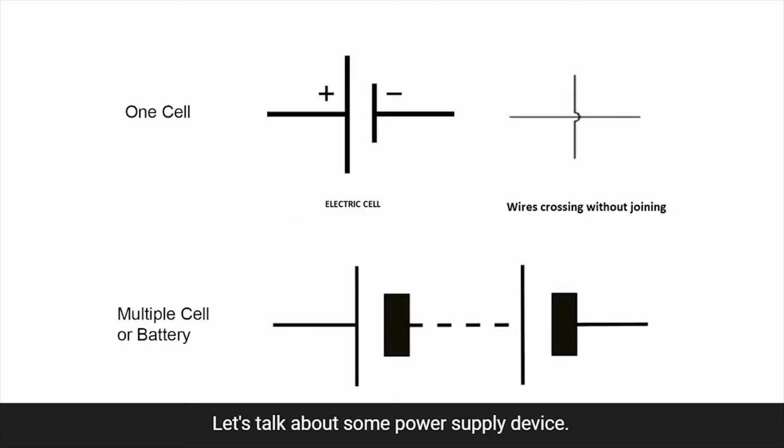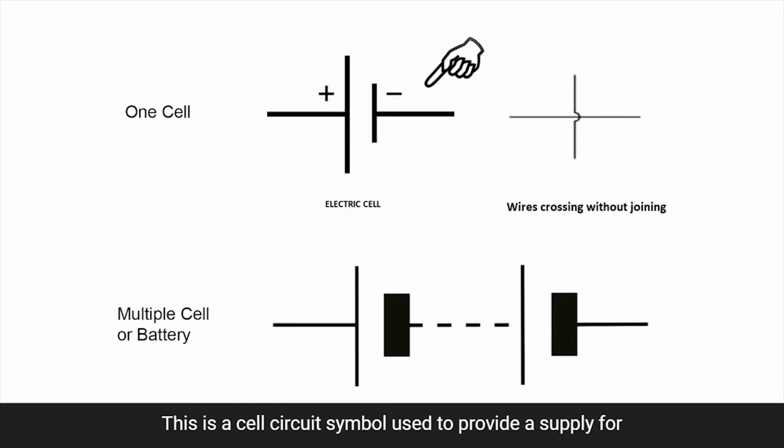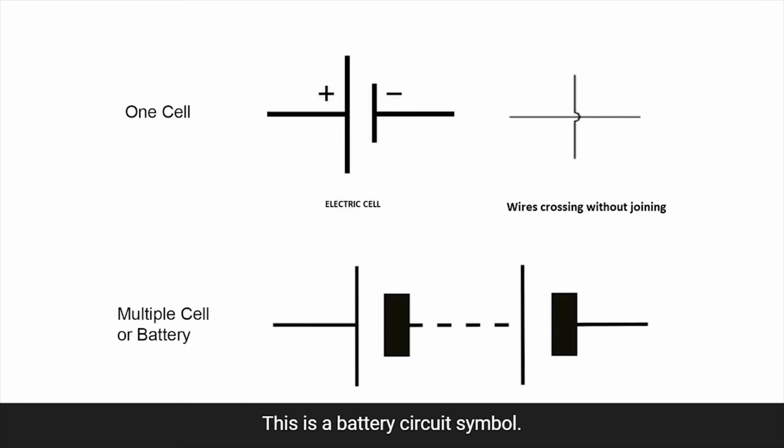Let's talk about some power supply symbols. This is a cell circuit symbol used to provide a supply for a circuit. This is a battery circuit symbol. A battery has more than one cell and is used for the same purpose. The smaller terminal is the negative and the larger one is the positive. The abbreviation is B.